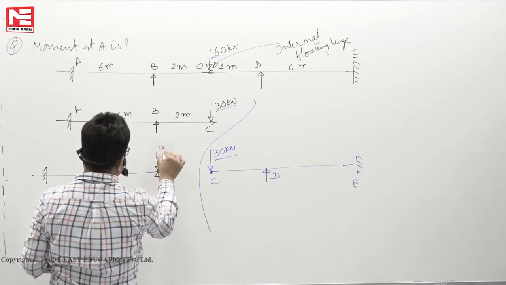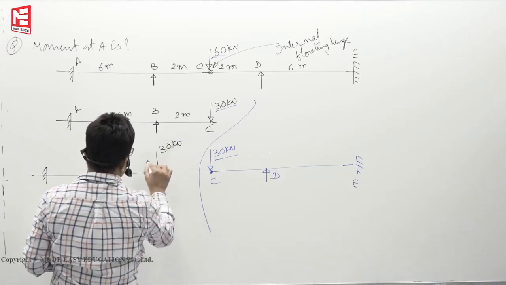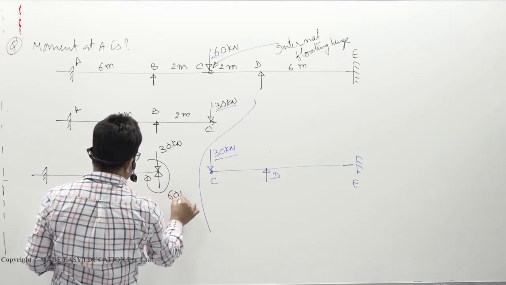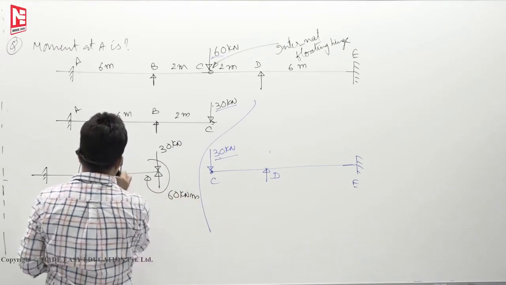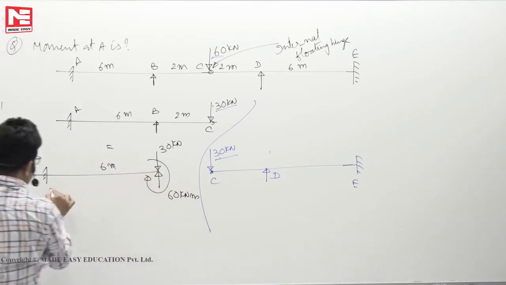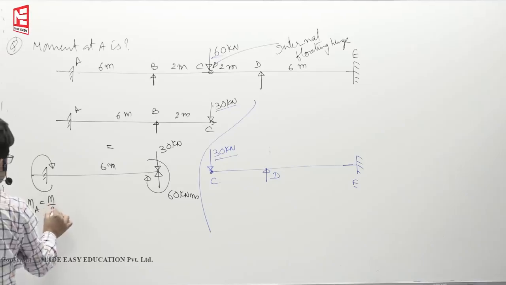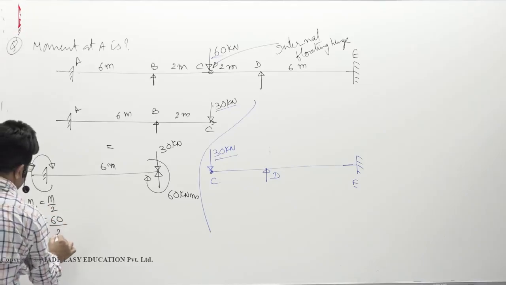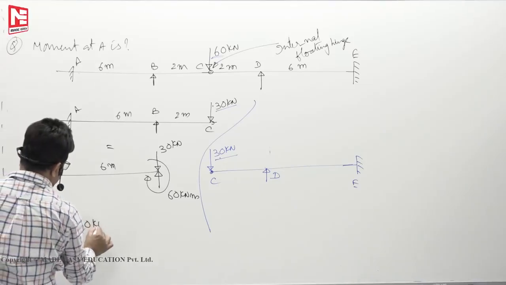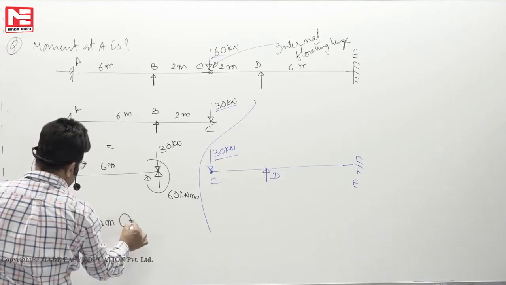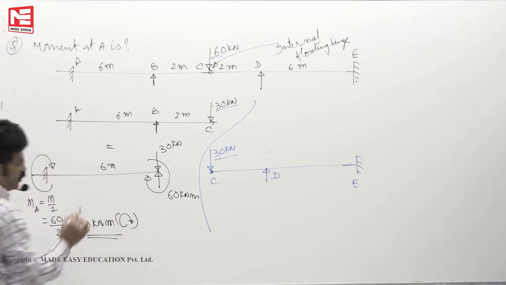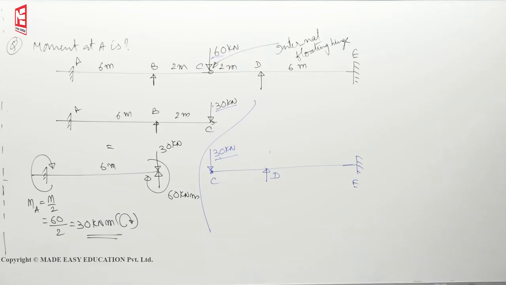30 down, 30 into 2, 60 clockwise. This is 6 meters. Now out of 60, how much will be transferred? MA is M by 2. 30 kilonewton meter clockwise. This is one of the options in the exam.